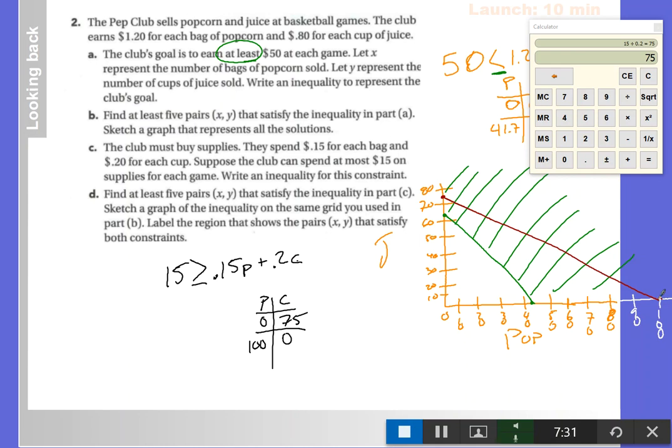And so if we bought 0 of everything, would we be less than 15? Yes. So then which means the region that works for us is this in between here. It's a little different shape than we're used to, and that's okay. And there we go. All right.